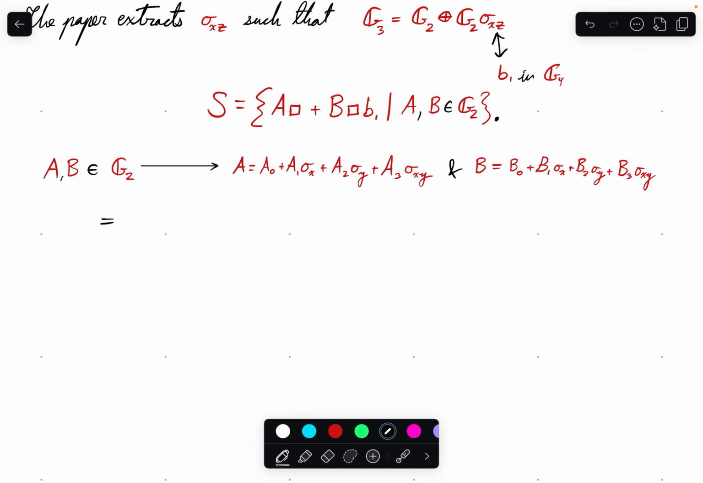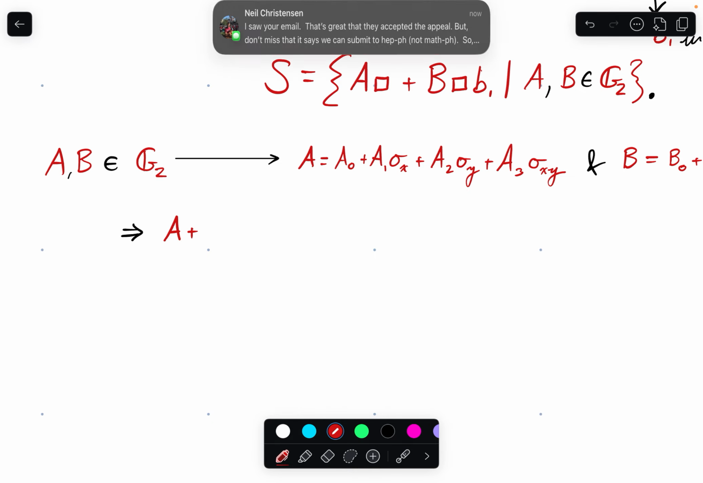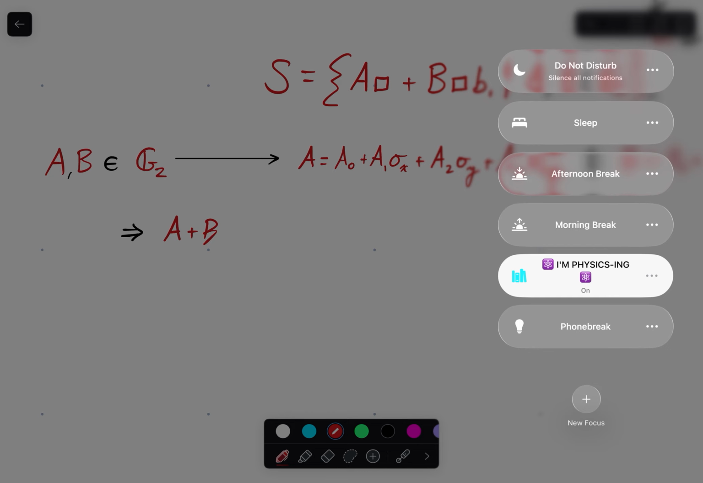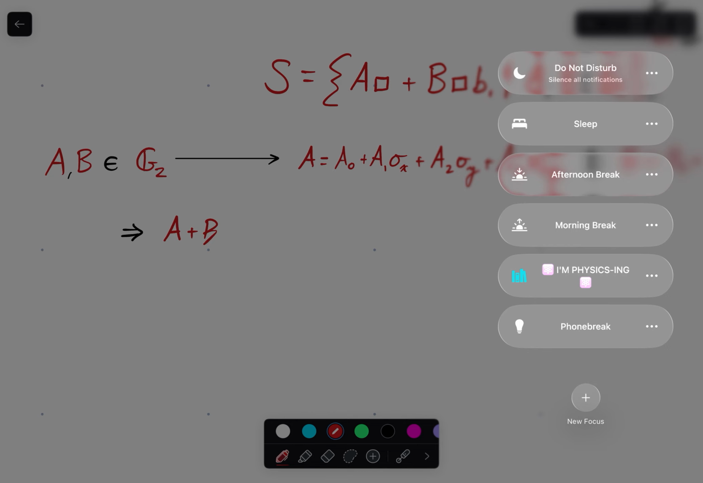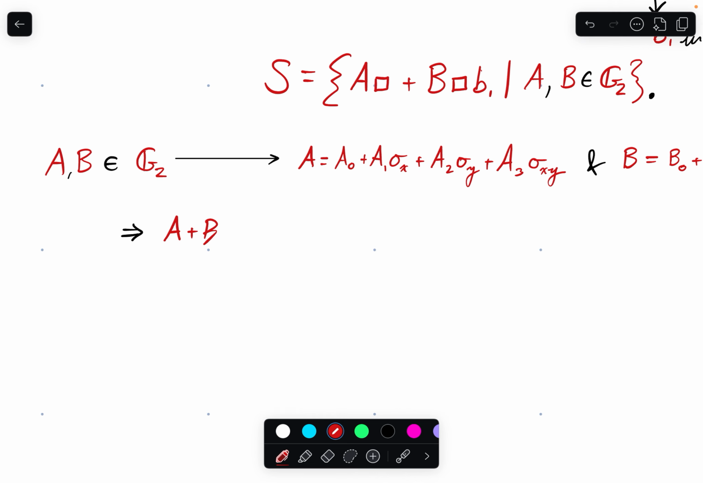And so you can see that if I take A and then plus B, okay, well, I thought that I had just muted, call it phone break. Thought I just muted all of my notifications. It's great.